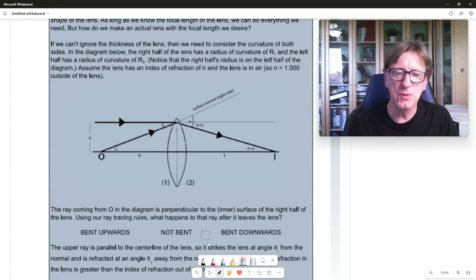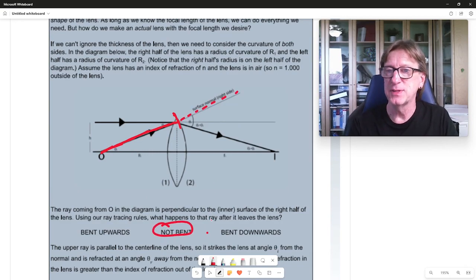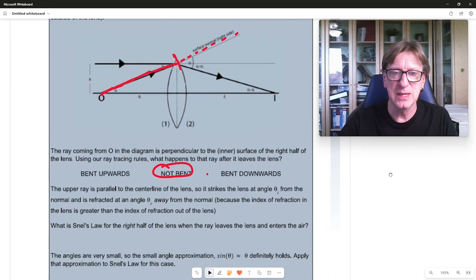Okay, so starting with the R1 side then. The ray coming from O, from our object in the diagram, is going to be normal to this surface here. So based on our ray tracing, what is going to happen to that light ray? If it hits perpendicular, normal to the surface of the glass, how is it going to get bent? No, it's not going to be bent at all. So it would continue on out this way. That ray would just continue straight on through. You'll see why we're putting this together in just a minute.